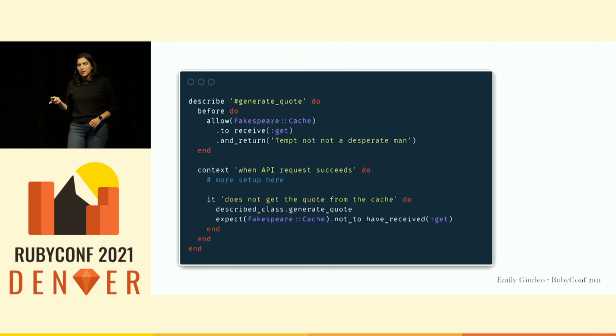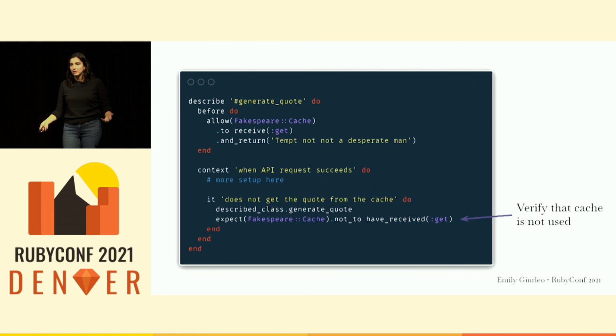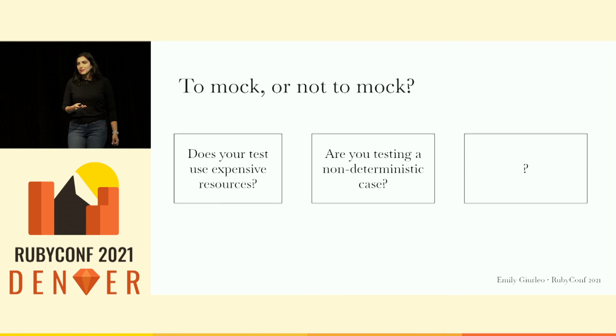On the flip side, we might also want to test that the gem doesn't use the cache in the case where we don't expect it to. And so we can use RSpec's not_to method, as in when the Shakespeare API succeeds, we expect the cache not to have received a certain method because there's no reason for the gem to have used the cache in that case. So in this section, we talked about how mocks can help us test objects whose state can't or shouldn't be exposed, like a cache.